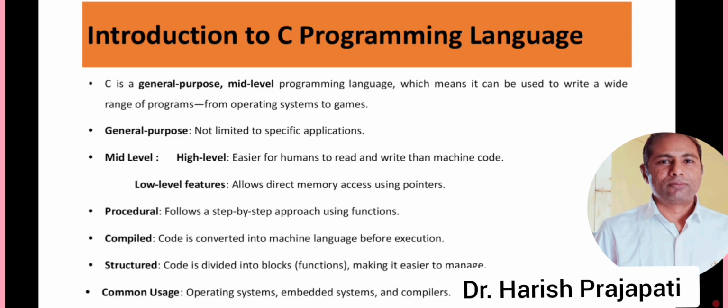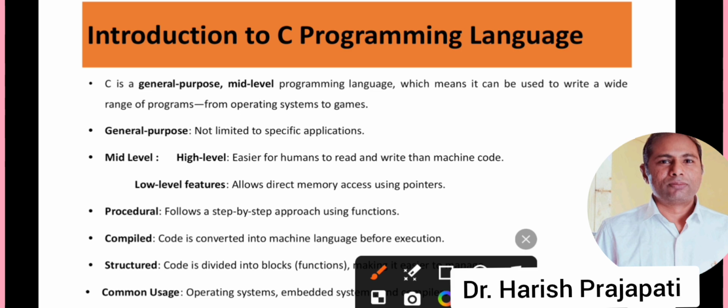If we talk about the features of the C language, then it is a general purpose language. What is the meaning of general purpose language? It means that we can use the C language in a wide range of programs. We can make a lot of programs using the C language. It does not have limited application, it has a lot of applications.